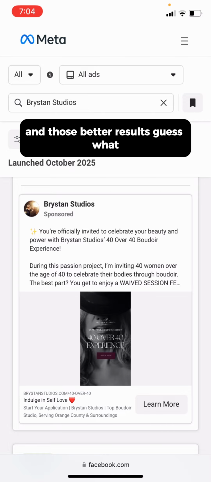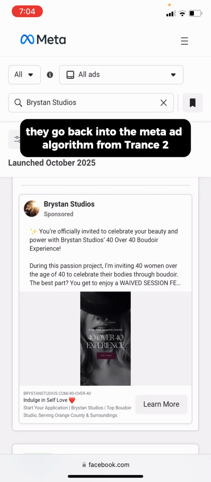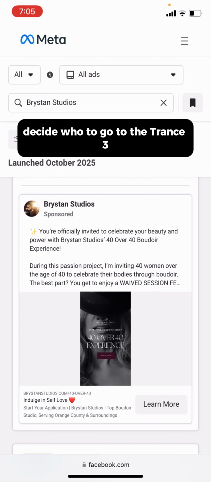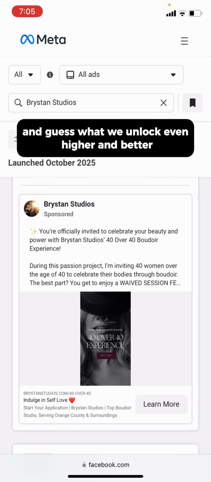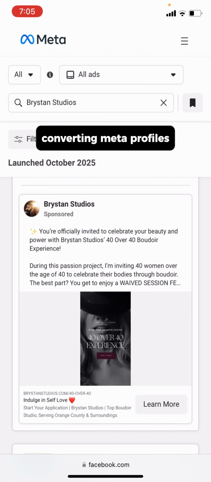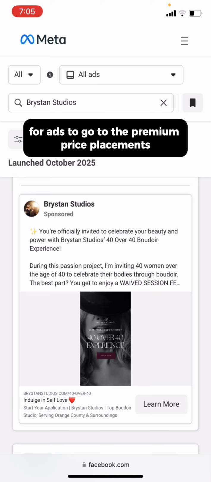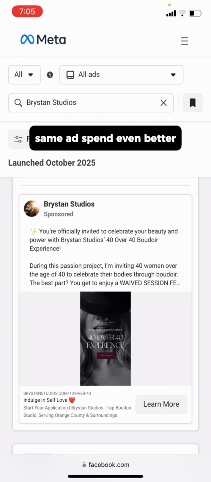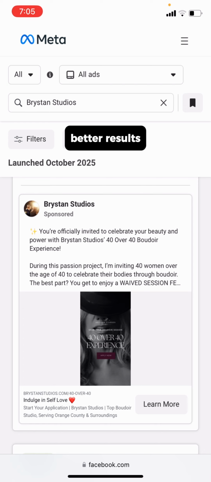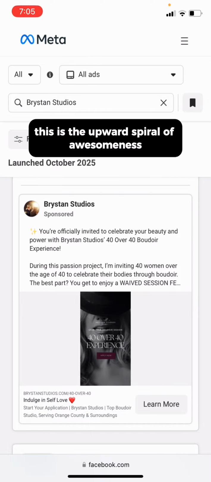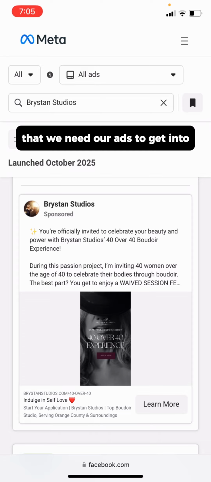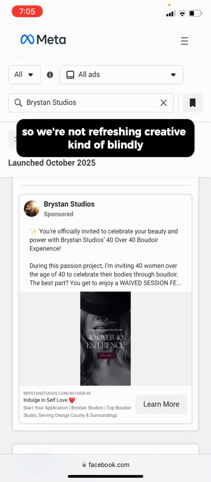And those better results, guess what? They go back into the Meta ad algorithm from tranche 2 to decide who to go to in tranche 3, and guess what? We unlock even higher and better converting Meta profiles for our ads to go to, the premium placements. Same ad spend, even better results. Ads sustain and scale. Scale the business. This is the upward spiral of awesomeness that we need our ads to get into. So we're not refreshing creative blindly.